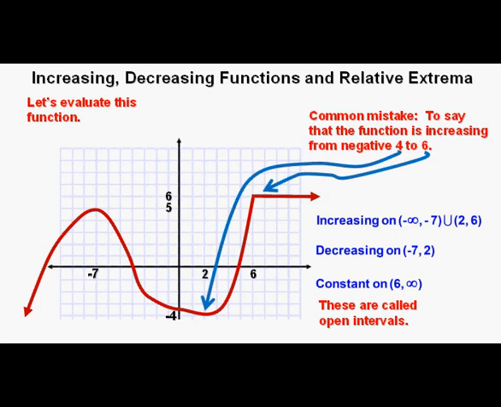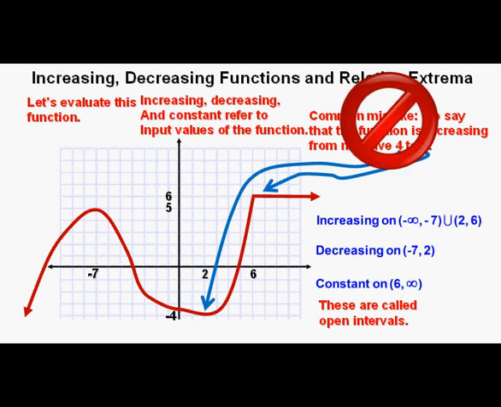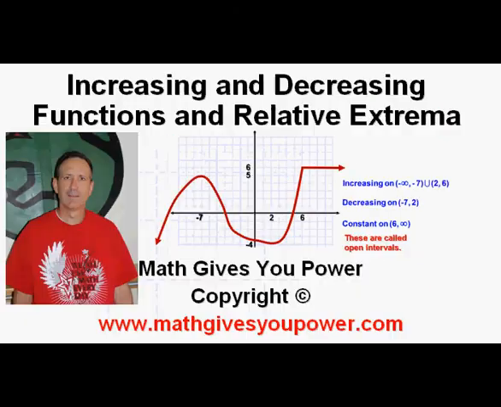There's a common mistake that many students have made, which is to say that the function is increasing from negative 4 to 6. But this is an incorrect interpretation, because where the function increases means the input values of the function where the function values are increasing, decreasing, or constant, and not the output values.